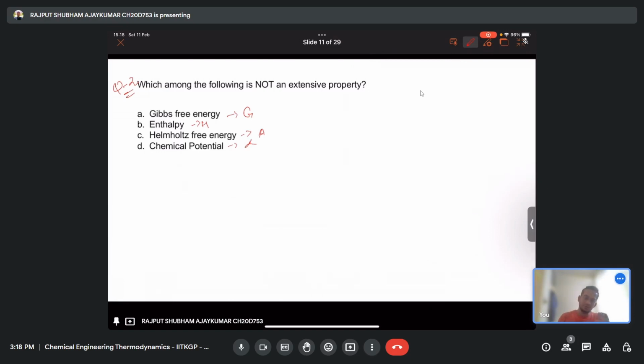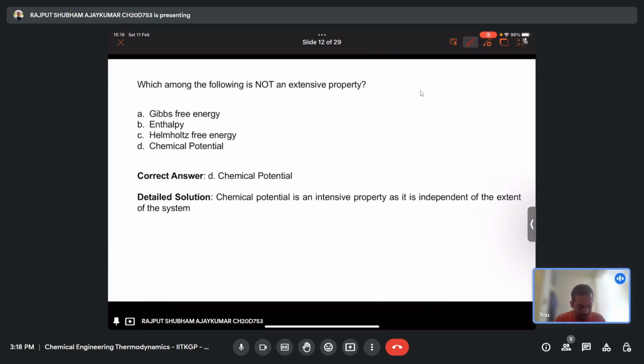If you see the equations, G is equal to H minus TS, H equal to U plus PV, all of that depends upon the mass or the volume of the system. Apart from all those options, the chemical potential is the thing which is not an extensive property. So the correct answer is D.